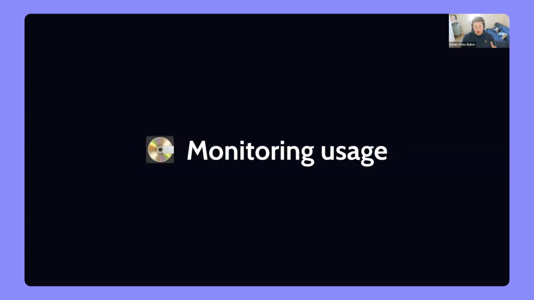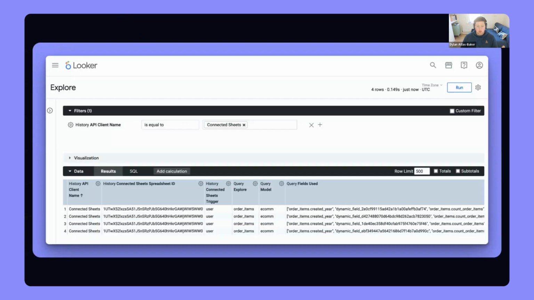I talked about it a second ago. Let's talk a little bit about monitoring usage. So you've got all these people now building these things in Google Sheets. What can you know about it, basically, is the question here. So it's really cool, and this is a screenshot from the System Activity Explorer in Looker. In the System Activity Explorer, they have added dedicated fields for Connected Sheets.